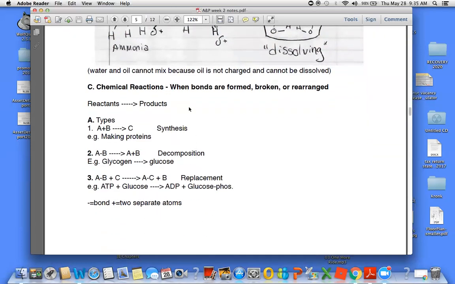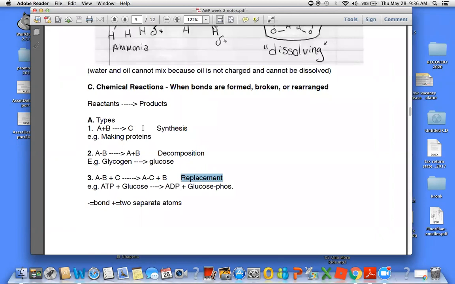All of these reactions are known as chemical reactions. When bonds are formed, broken, or rearranged, that's known as a chemical reaction, and it is given by an arrow, where to the left of the arrow, there's the reactants, or the stuff acting together, and then to the right of the arrow is the products, what is formed as a result of the reaction. There's three types of reactions: a synthesis, a decomposition, and a replacement.